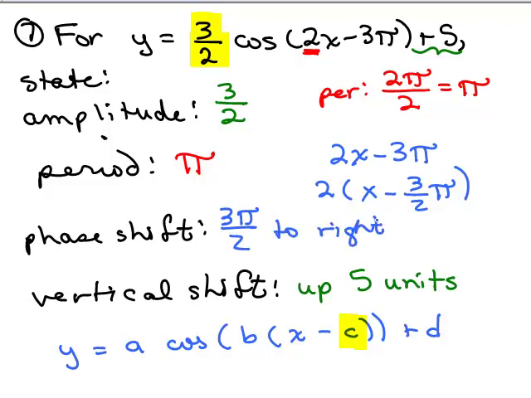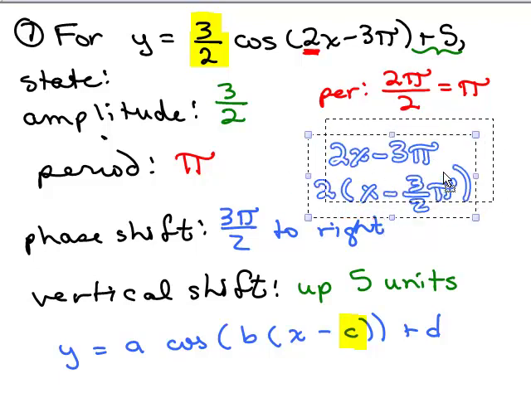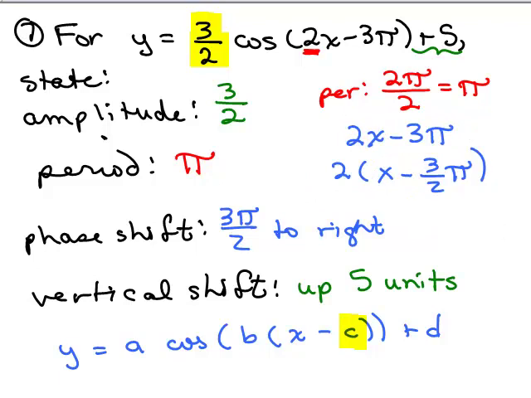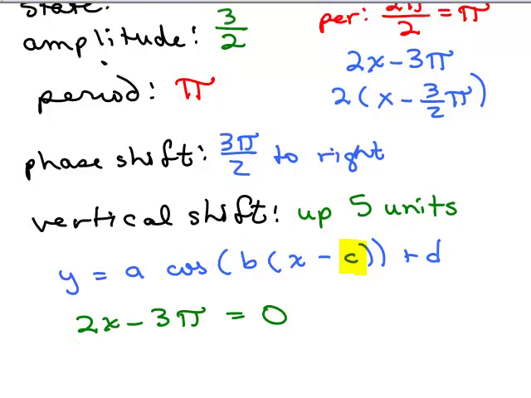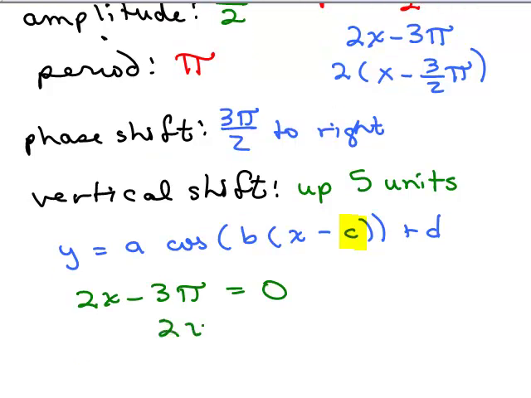Now if you have trouble doing this by factoring, there is another way you can do this. You could take the same thing, the 2x minus 3 pi, and just solve for x if you make it equal to 0. So there's a trick if you have trouble doing it the factoring method. So you could say 2x equals 3 pi.